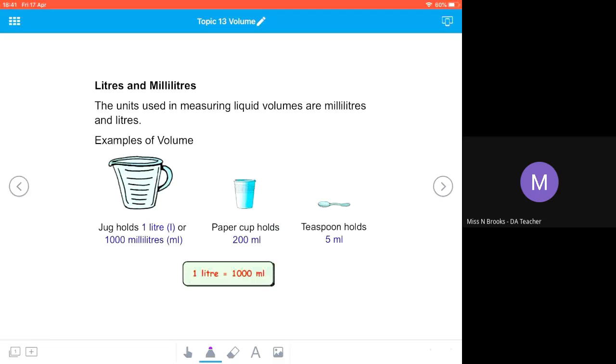So let's think about liquid volumes to start off with. So as I said, they're measured in milliliters or litres, and those are the most common units. So examples of volume are a jug, which holds about 1 litre or 1,000 millilitres, a paper cup, which holds 200 millilitres, and a teaspoon, which holds about 5 millilitres. And we need to remember that conversion, that 1 litre equals 1,000 millilitres, because it will help us do our converting between the two units.